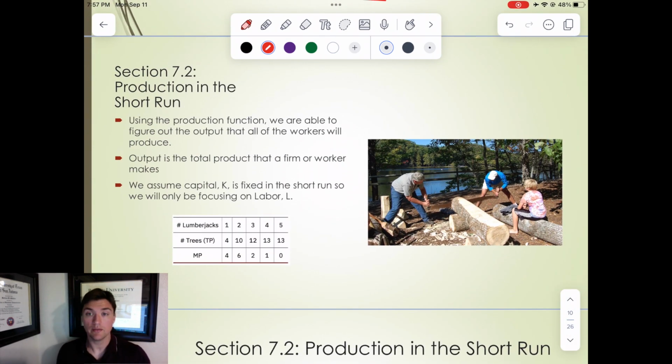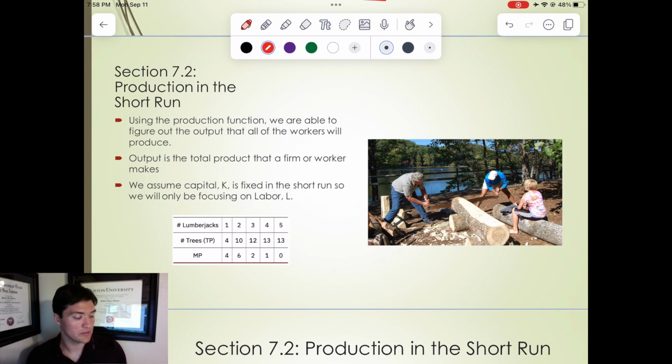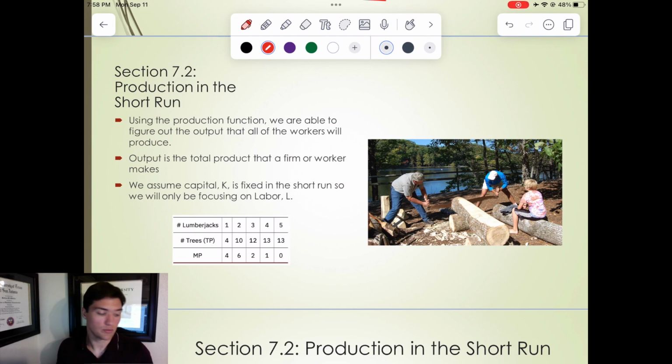And so now that we established what is the short run, let's take a look at basically you have signed this lease or you have this one oven. Let's make the best of it. Okay, so in the short run, let's see what happens here. We can use the production function to figure out the output that we are getting out of our labor and capital. Basically, if we had one employee, how much stuff are they making? If we had 2 employees, how much stuff are they making? Okay. So output is just the total product that a firm or worker makes. That's what output is. It's just the total product that you can make.